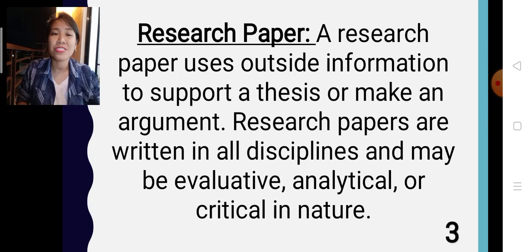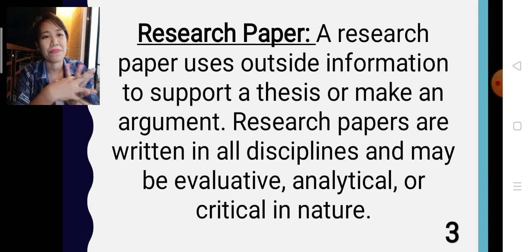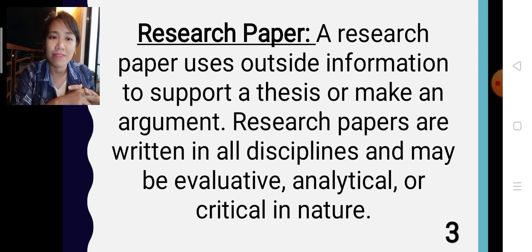Third is the research paper. You are familiar with research studies. Now, in your second semester, you are going to take practical research, so your understanding about research will go deeper. So, what is a research paper? A research paper uses outside information to support a thesis or make an argument. Research papers are written in all disciplines and may be evaluative, analytical, or critical in nature.